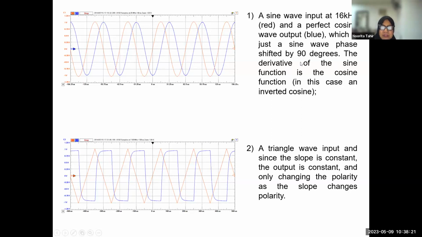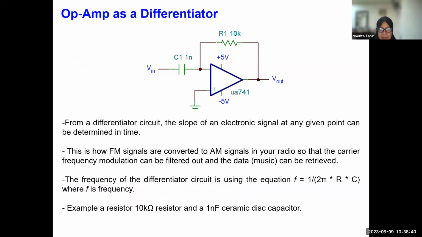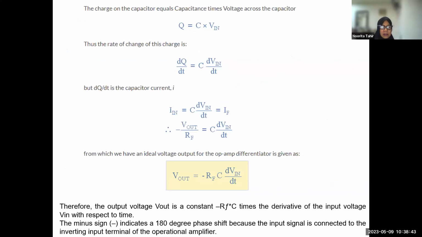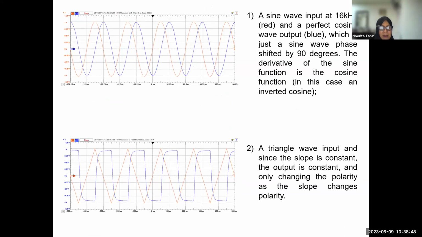Okay, if the input signal, the one in red, is a triangle wave input, the output that we will receive is the blue one. And how do we get this? You will need to actually derive it, and you will receive these plots, the blue one, for that red triangle input. That is op-amp as a differentiator.